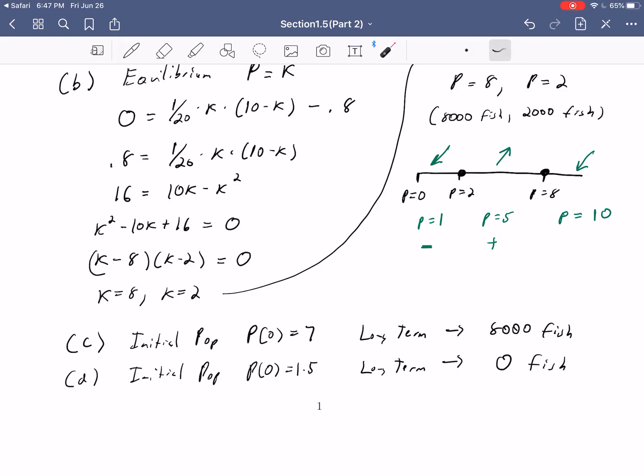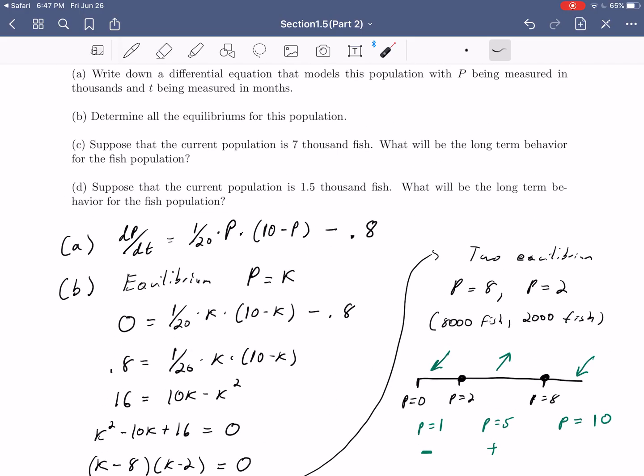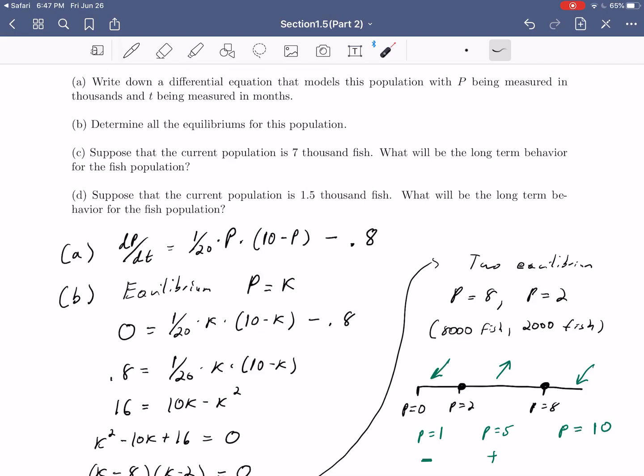Now, of course, mathematically, the long term would be we would shoot past 0 and go into negative fish, whatever that means. But of course, if we were really thinking about this as a biological model, the long term would be that the fish population would go extinct. So this is an example of doing what is sometimes called equilibrium analysis.